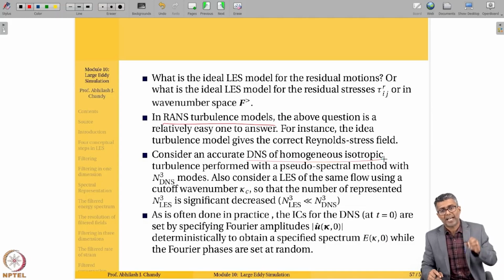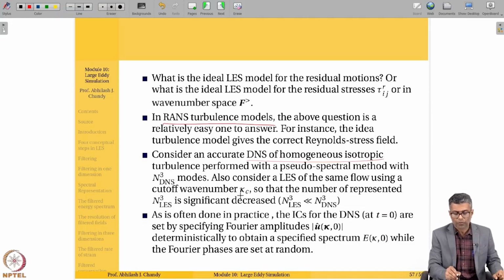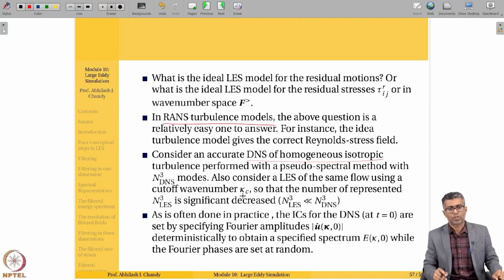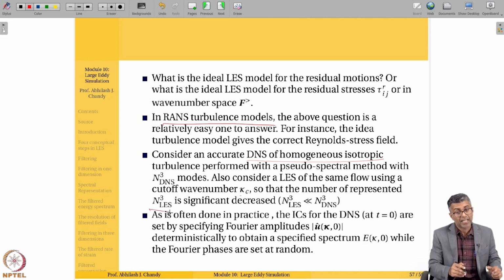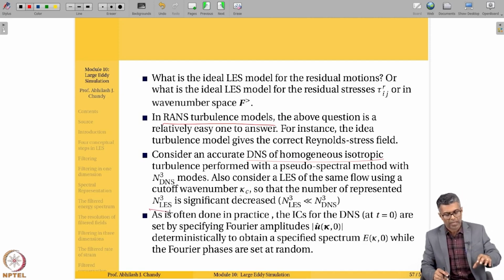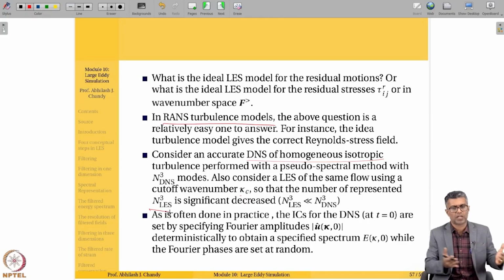Now, if you consider LES of the same flow, our cutoff wave number is kappa c, right? So the number of represented modes would be N_LES cubed. So N_DNS cubed and N_LES cubed. Obviously, N_LES is less than N_DNS.